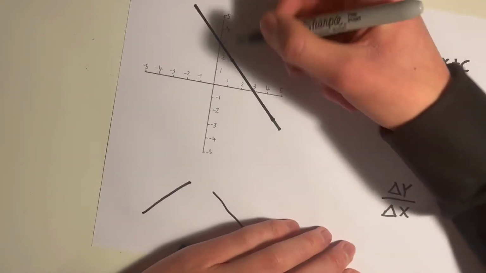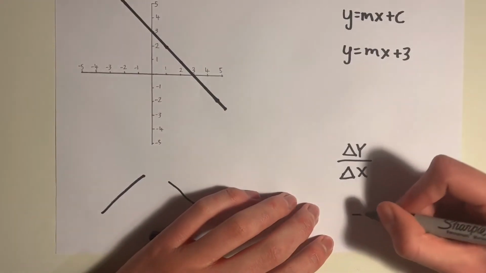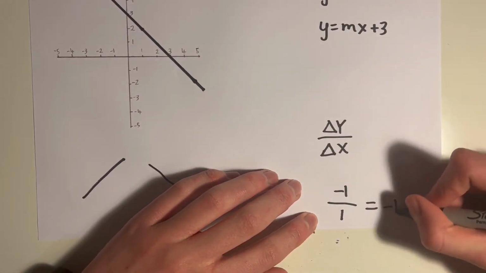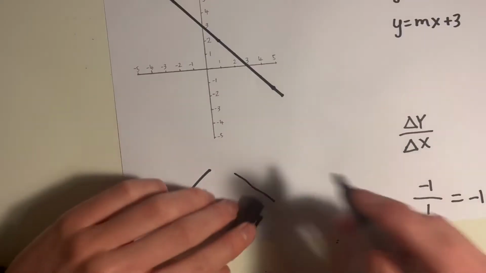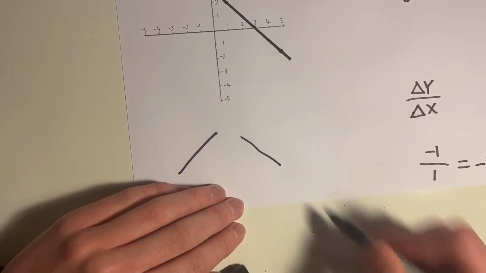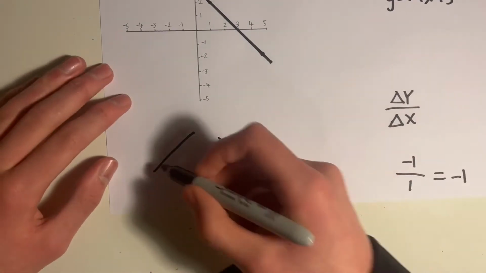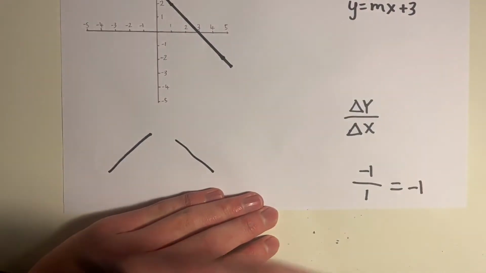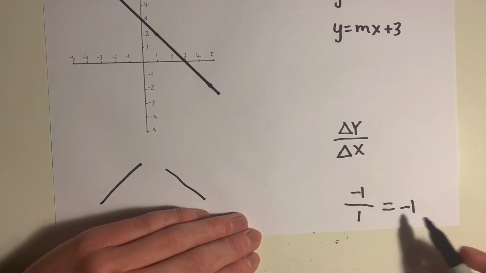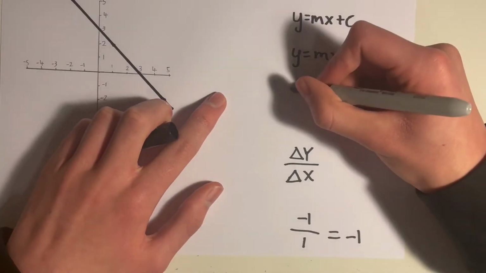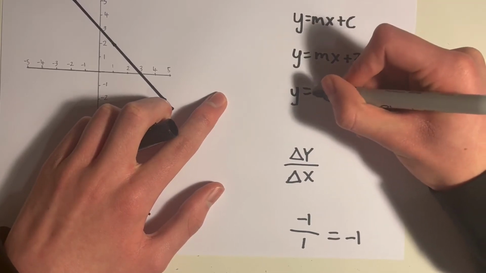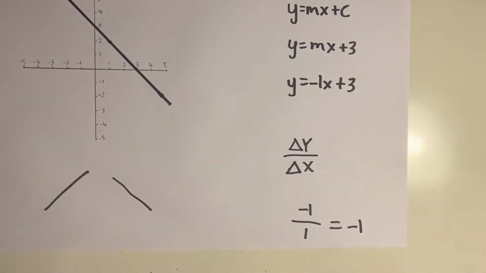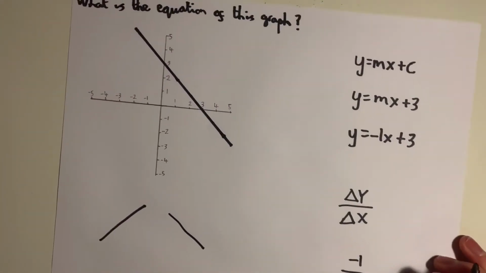So change in y is -1. Change in x is 1. So that would actually give us a gradient of -1. It's got a negative gradient. If a graph goes like this shape, it's got a negative gradient if it's going downhill. If it's going uphill, then it's got a positive gradient. But this one is going downwards, a downhill slope. It's a negative gradient that we just worked out was -1. So the equation would be y equals -1x plus 3. Well done if you got that one, because that one was quite tricky.